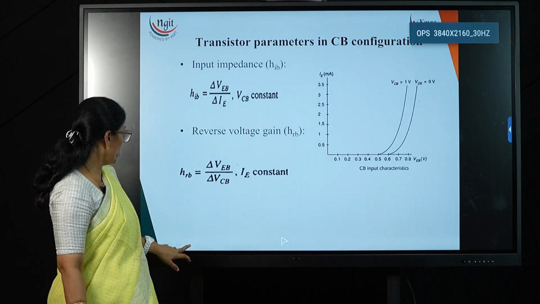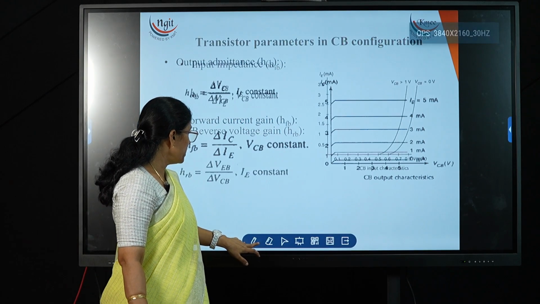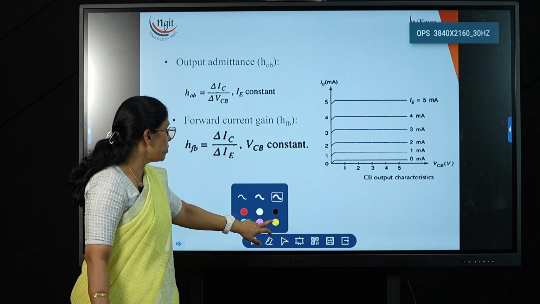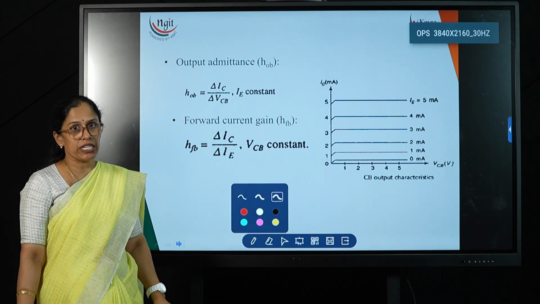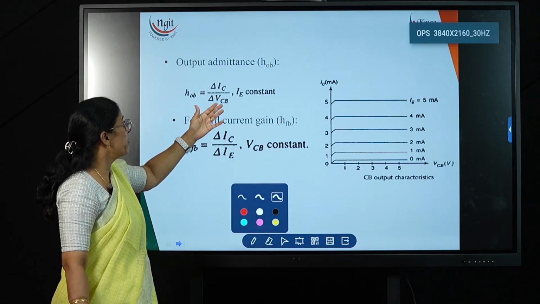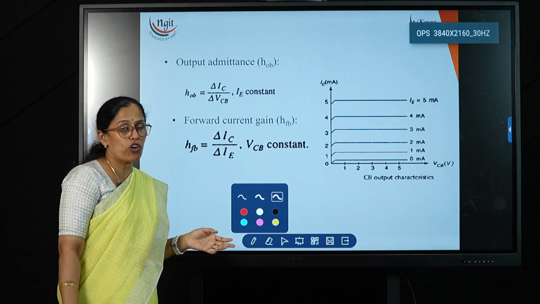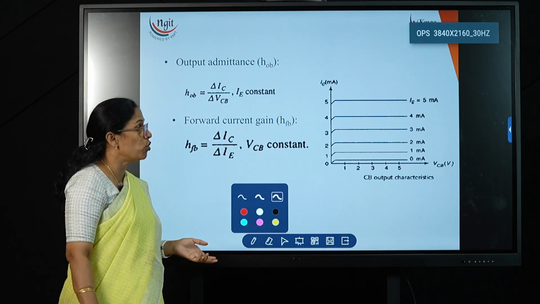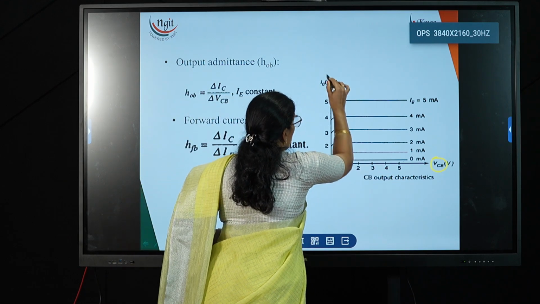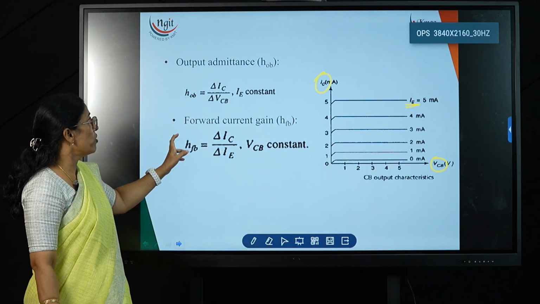Another one is output admittance. Now what is impedance? Impedance is the ratio of voltage to current, but admittance is the reciprocal of the impedance, meaning current divided by voltage. Output admittance is the ratio of change in output current to change in output voltage. Now this is the output current and this is the output voltage, and we keep IE constant.